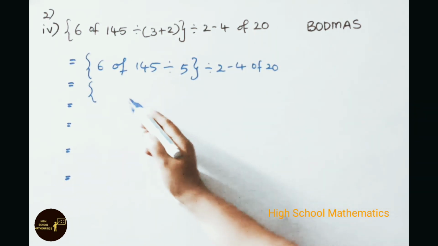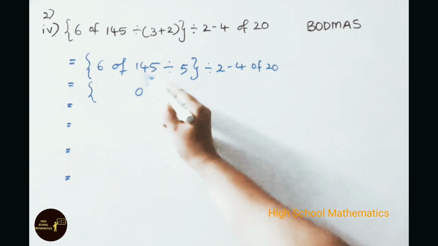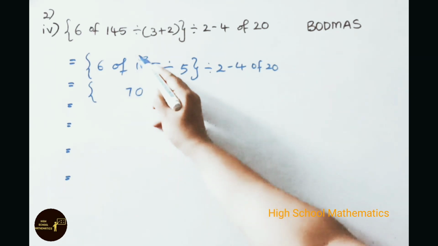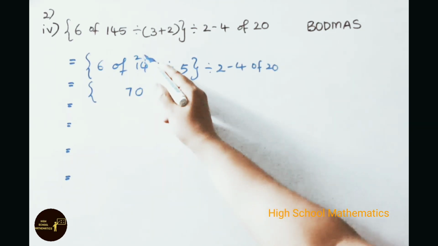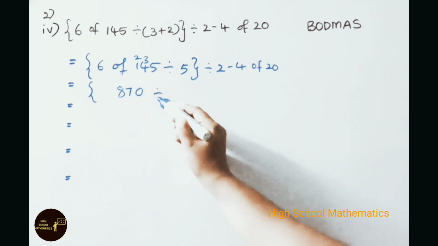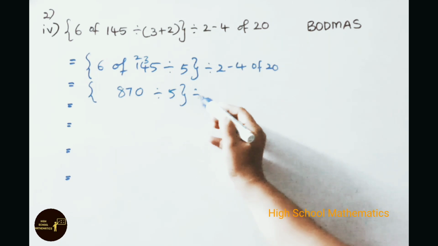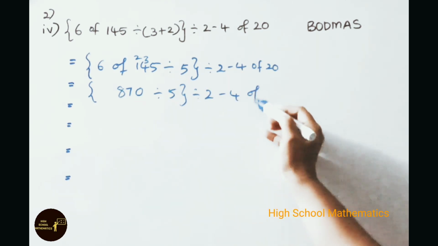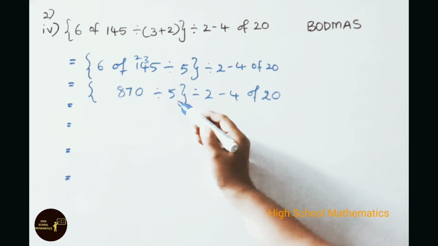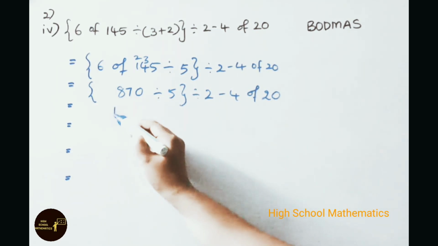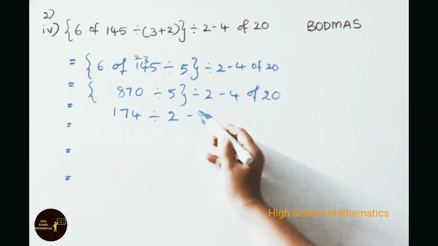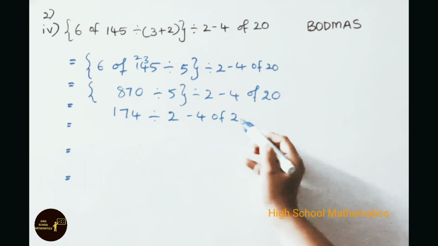6 into 145. 6 fives are 30, 0 carry 3, 6 fours are 24 plus 3, 27, 7 carry 2, 6 ones are 6 plus 2, that is 8. So 6 into 145 is 870 divided by 5 divided 2 minus 4 of 20. Now we are going to solve curly bracket. 5 times 870 is 174 times, divided 2 minus 4 of 20.